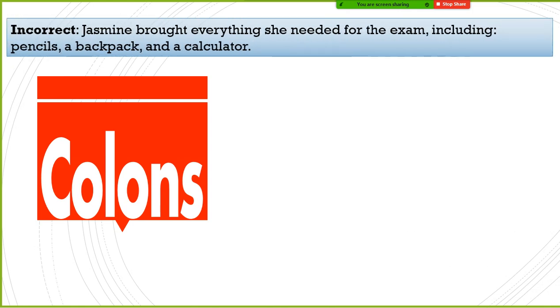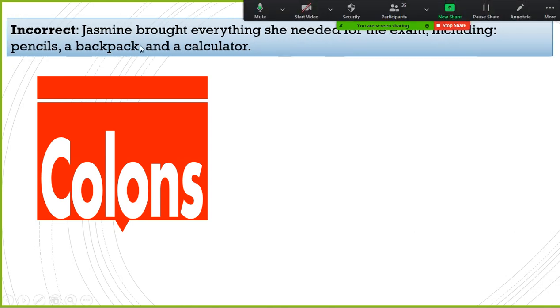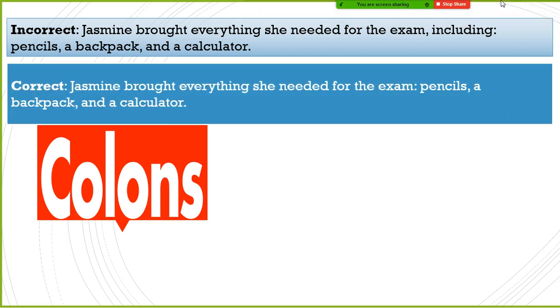Now, Miss, show me an example. Look at this example. Jasmine brought everything she needed for the exam, including pencils, a backpack, and a calculator. Now, the first thing: Jasmine brought everything she needed for the exam. What kind of sentence is that? Independent? Yes, it's a complete sentence and it can stand alone by itself. I can stop here. Jasmine brought everything she needed for the exam.